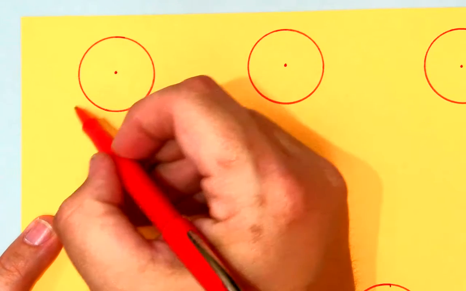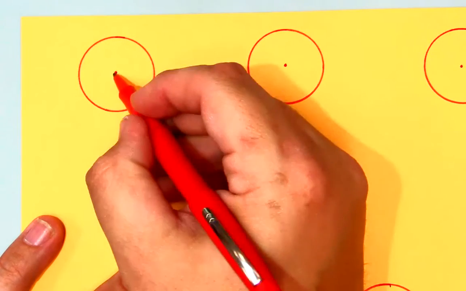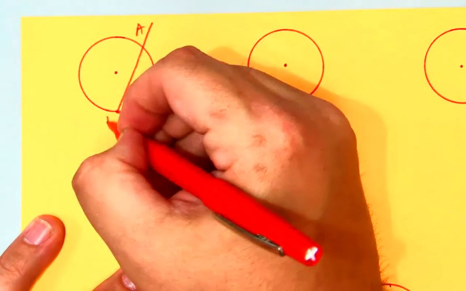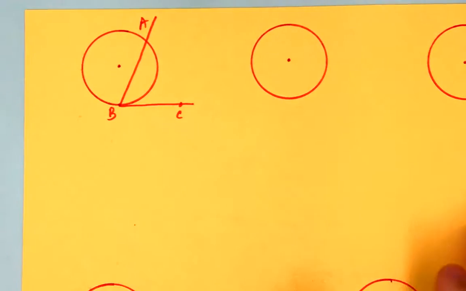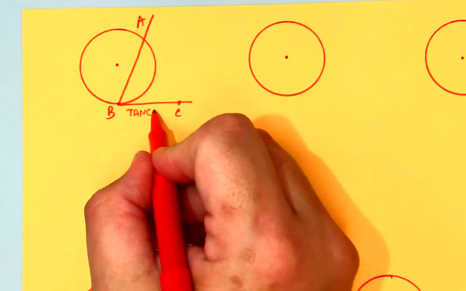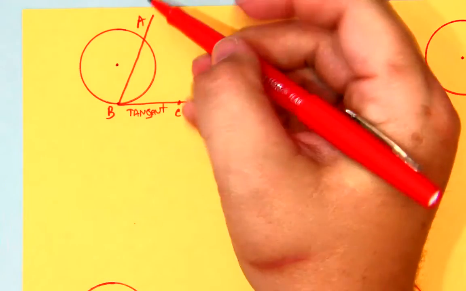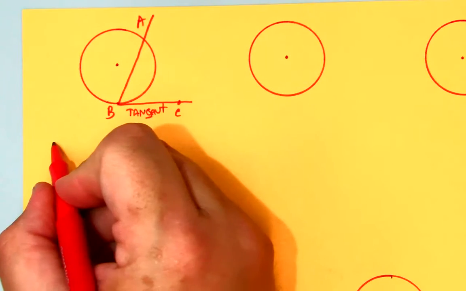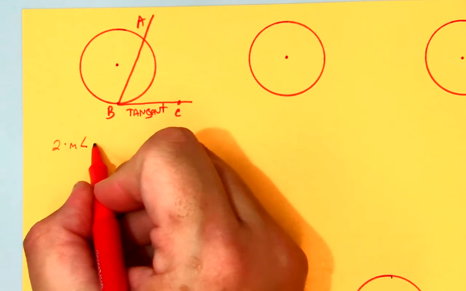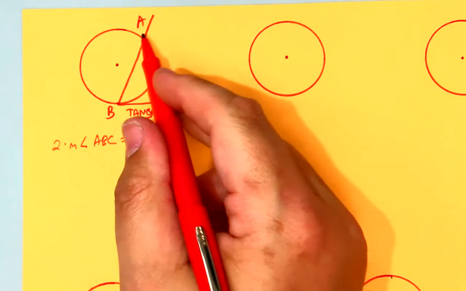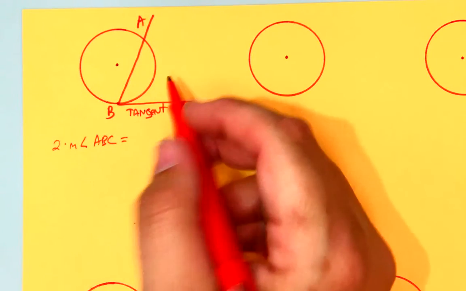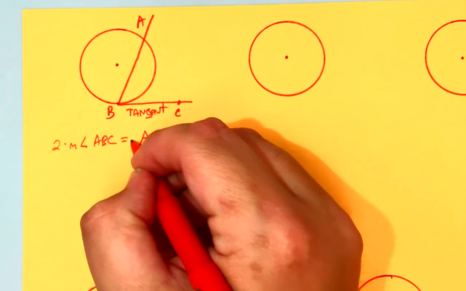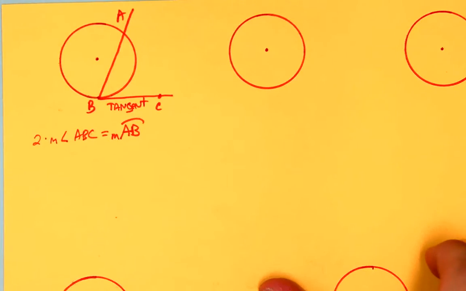Now, if I have a tangent, this guy's a tangent, and here's a secant. The relationship between the angle and the arc, 2 times the measure of angle ABC is equal to the measure of the arc. We're going to treat this like an inscribed angle. It just happens that one of the parts is a tangent. So this is going to be equal to the measure of arc AB from there.